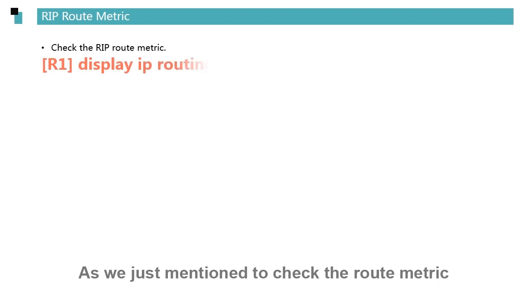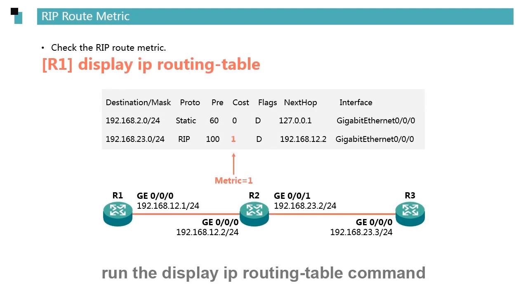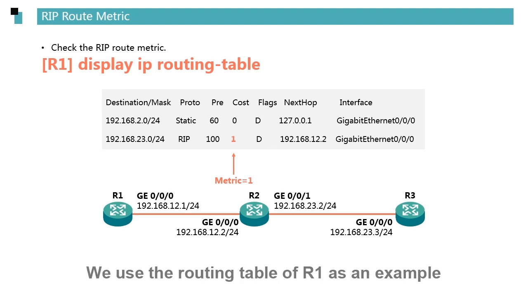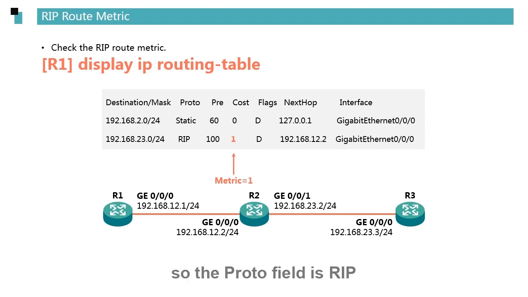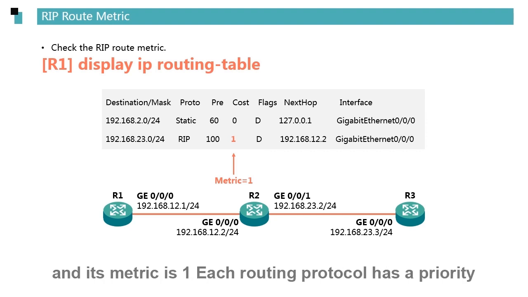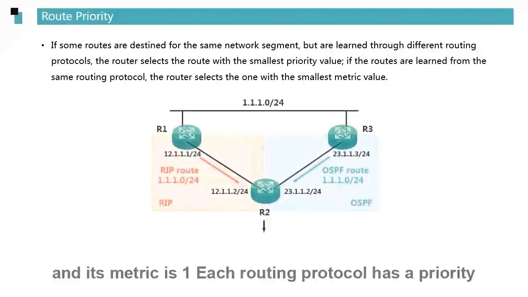As we just mentioned, to check the route metric, run the display ip routing-table command. We use the routing table of R1 as an example. R1 learns the route 192.168.23.0/24 through RIP, so the proto field is RIP. The priority of the RIP route is 100, and its metric is 1. Each routing protocol has a priority.